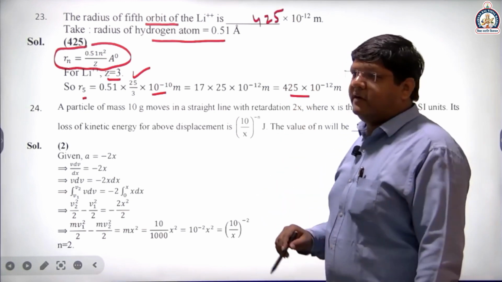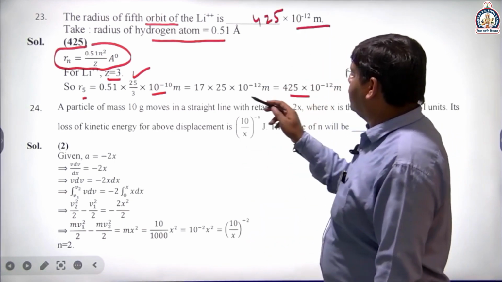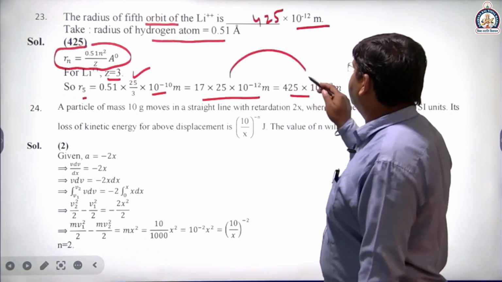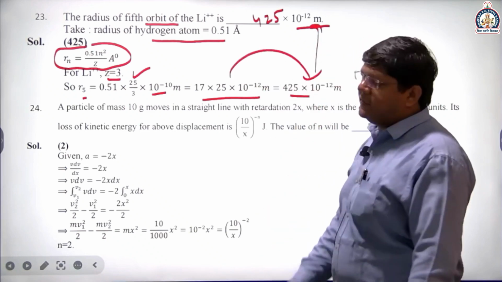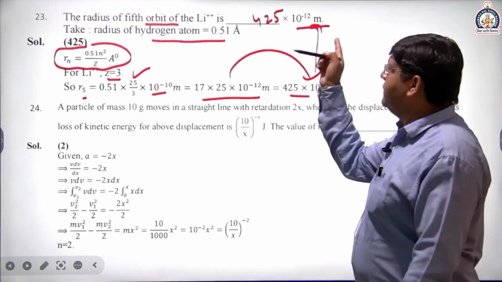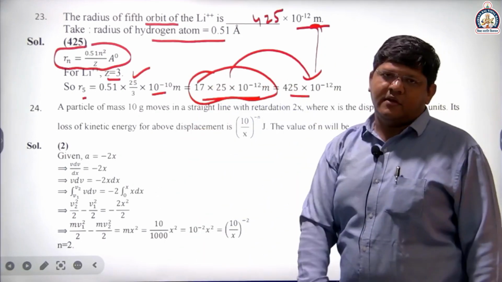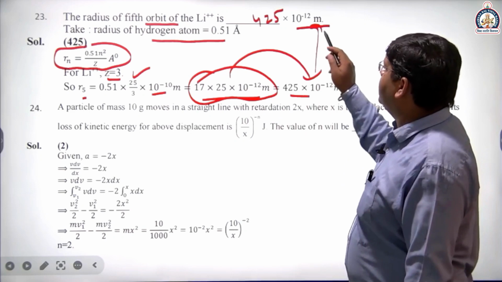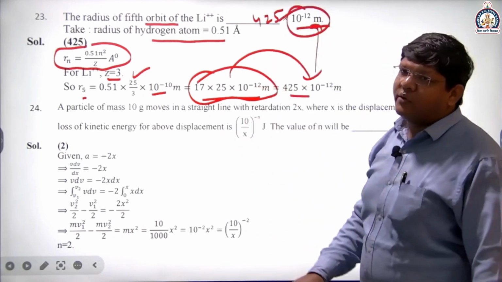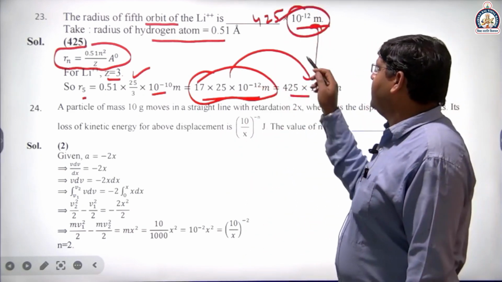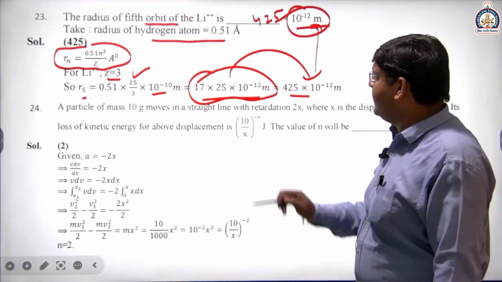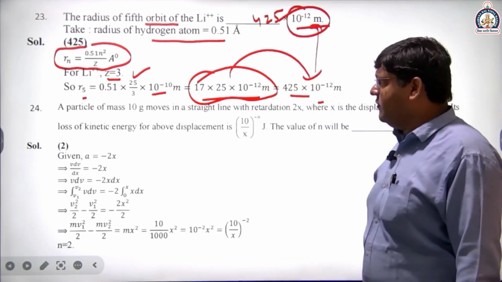Because in the question they have already provided the exponent value, we have to convert our answer into this exponent form. If the condition was not there, the earlier value could be the answer. But according to the question, we have to convert our answer into this exponent form. Hence the correct answer is 425.